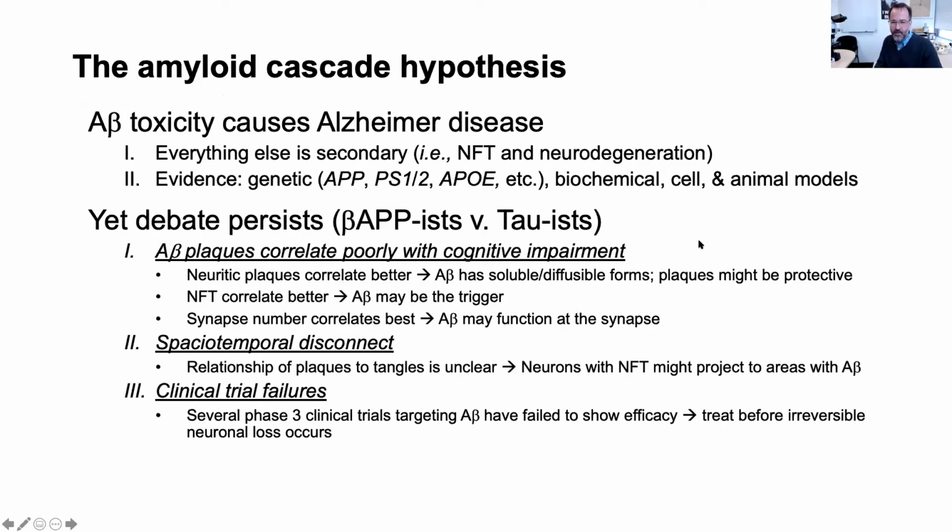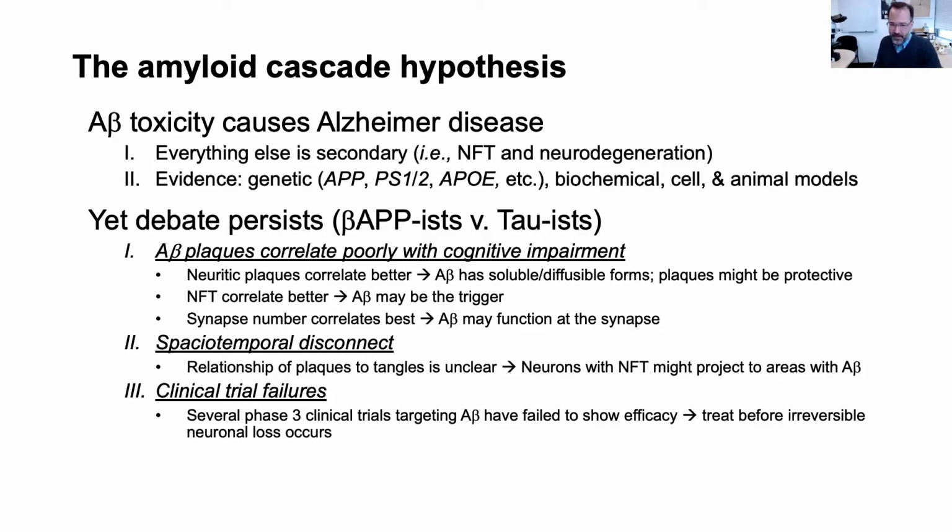Let's start with the amyloid cascade hypothesis. The amyloid cascade hypothesis has dominated our field for a long, long time. And the reason is because it's very compelling, and there's lots of evidence to support it. But basically, the amyloid cascade hypothesis states that A-beta toxicity from this peptide derived from the amyloid precursor protein is the cause of Alzheimer's disease. Everything else, neurodegeneration, tangles, whatever you're seeing in those brains, is secondary to this A-beta toxicity. And the evidence is very strong.